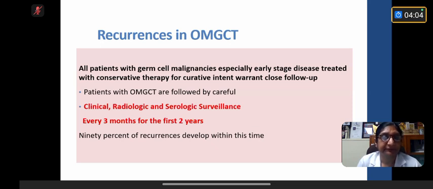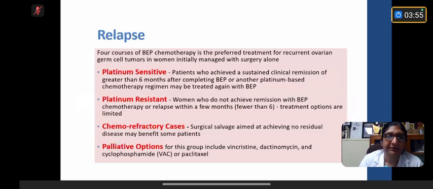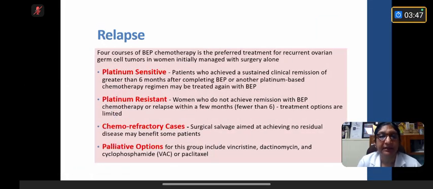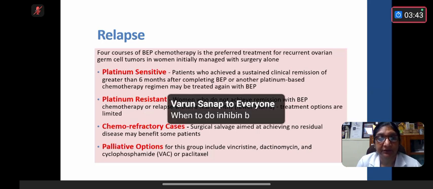Every 3 monthly for the first 2 years, because 90% of them will have recurrences in the first 2 years. So you need to do a clinical, radiological, and serological surveillance with the tumor markers. Relapse can be seen, especially sometimes you can see it with the 4 courses of the chemotherapy which has been given. And some of these patients who are platinum sensitive also, they can have a recurrence.